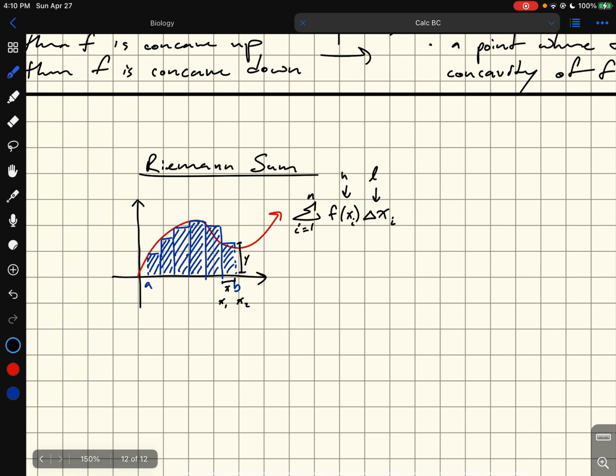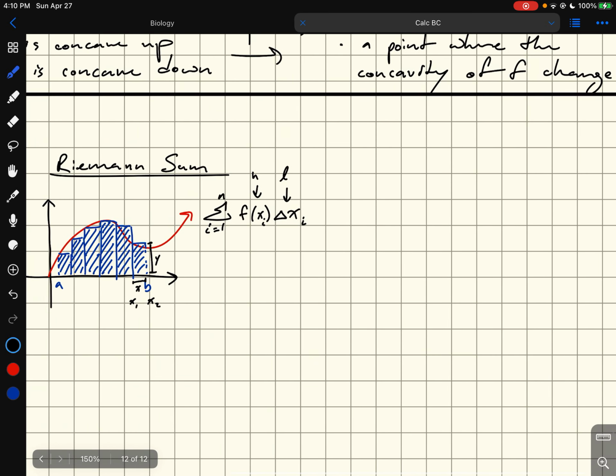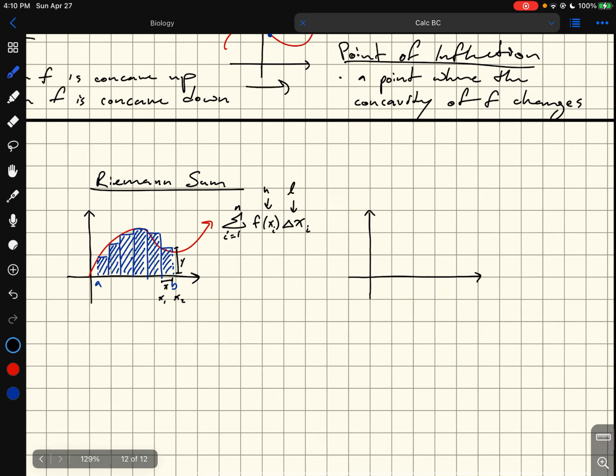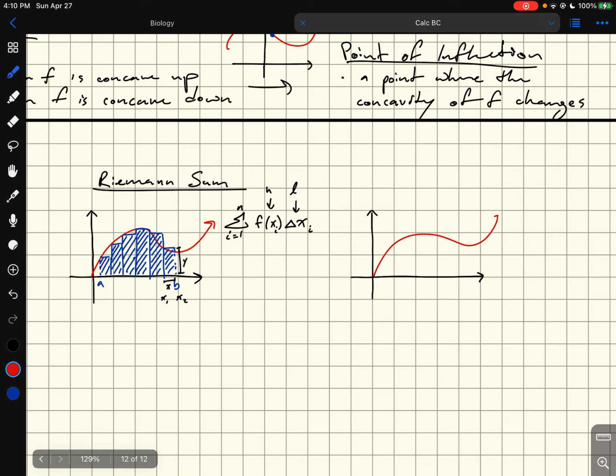Okay, let's talk about trapezoidal. It's nearly the same thing, but this time you're just using trapezoids. So I'm going to draw the same graph.